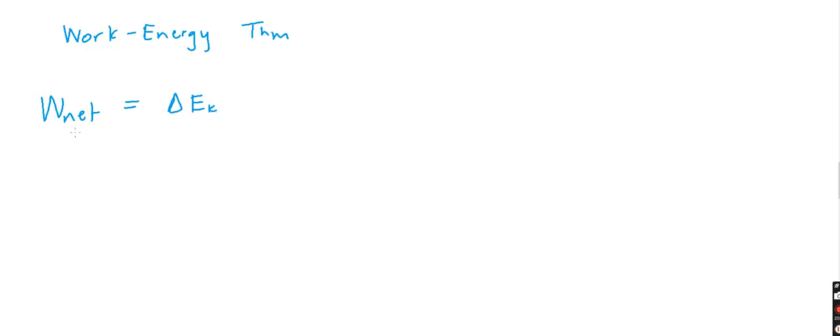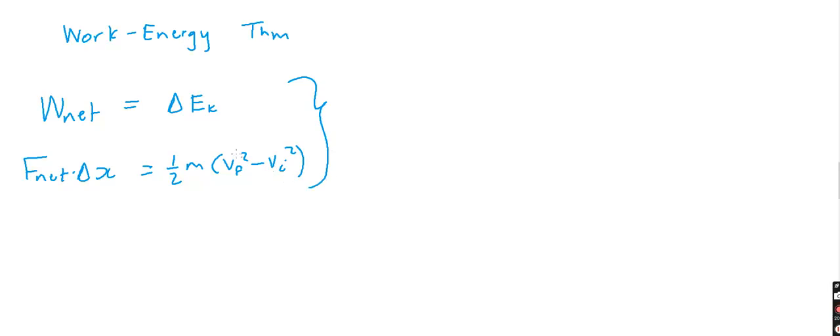So we can go ahead and even rewrite this formula. Remember we said work net is F net delta X, and the change in kinetic energy is half m times (Vf squared minus Vi squared). You will use this formula however it will help you, okay? But this is exactly the same thing. It's the work energy theorem.